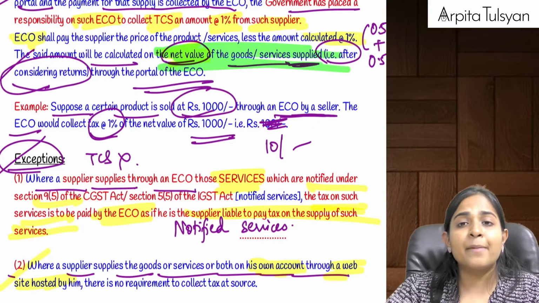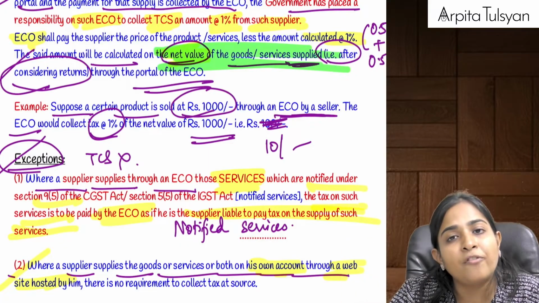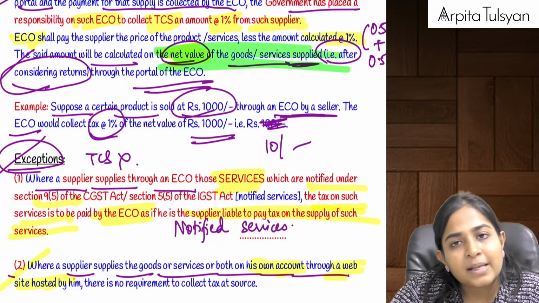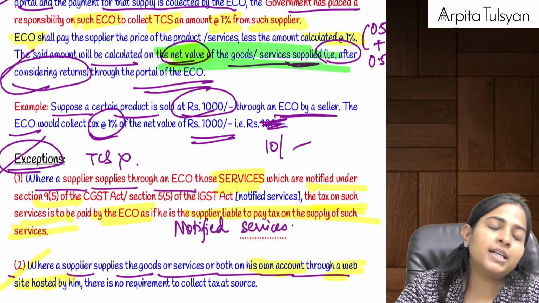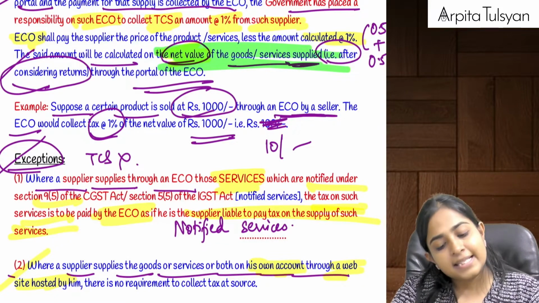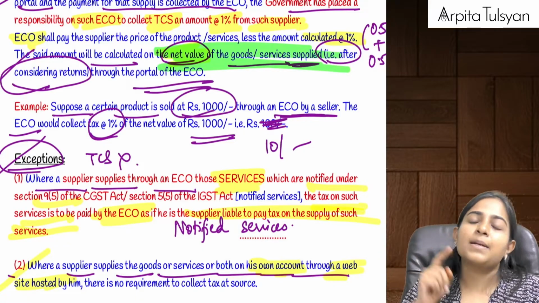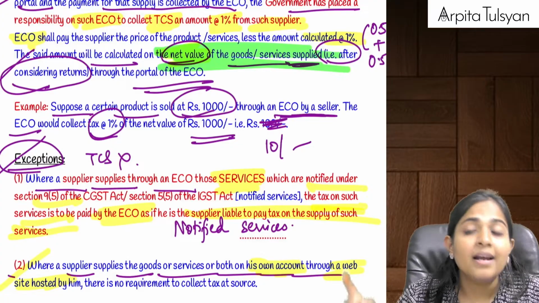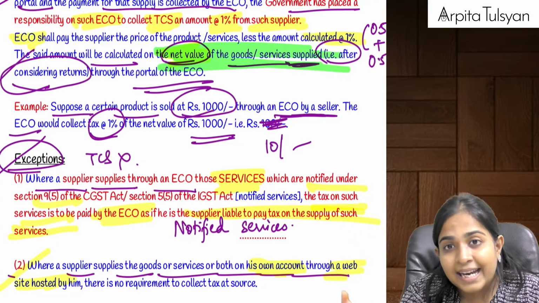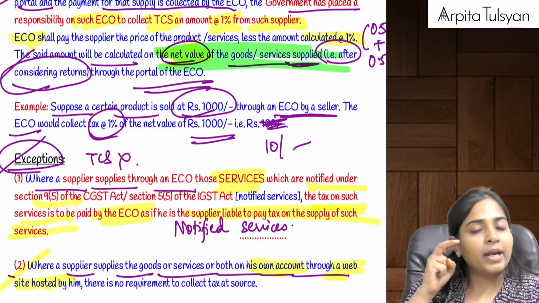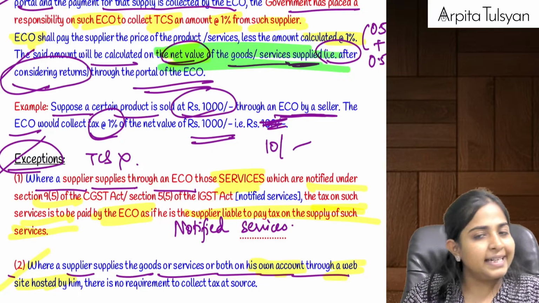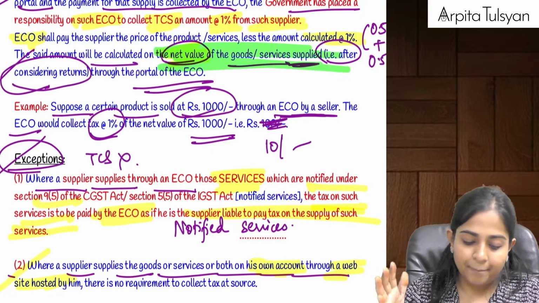Okay, let's say I am selling this AC remote through Amazon, Flipkart, etc. Then this is a normal supply of taxable goods. On this particular product, TCS provisions will be applicable, provided the supplier has sold it through an e-commerce operator and the e-commerce operator has collected the payment from the buyer. If these two conditions are fulfilled, then TCS provisions shall become applicable.